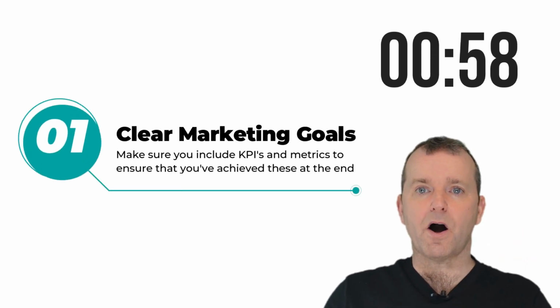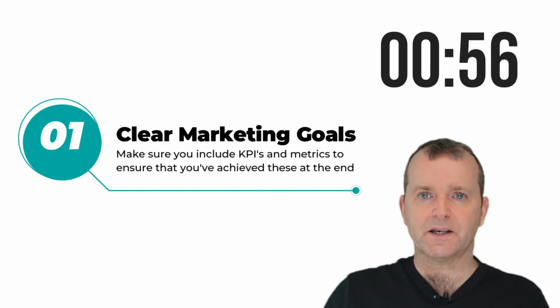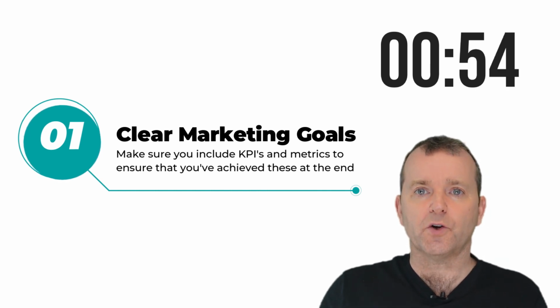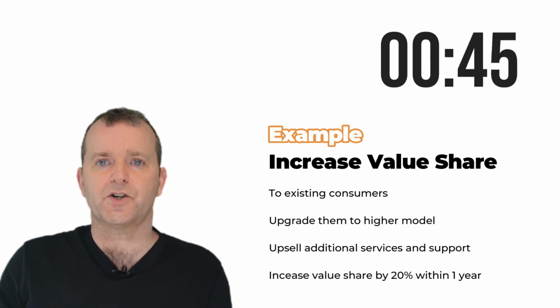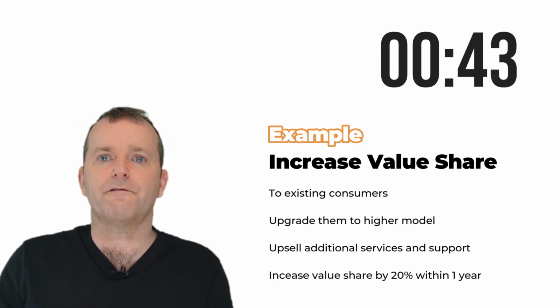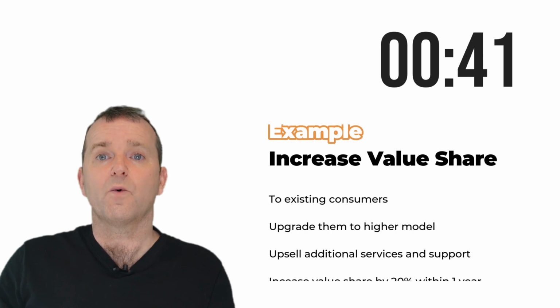Number 1, you need to have clear marketing goals, objectives, and measurements to check that you've achieved those. For example, let's increase value share by selling more of the product that we currently do to existing consumers, and we're going to increase our value share by 20% within a year.